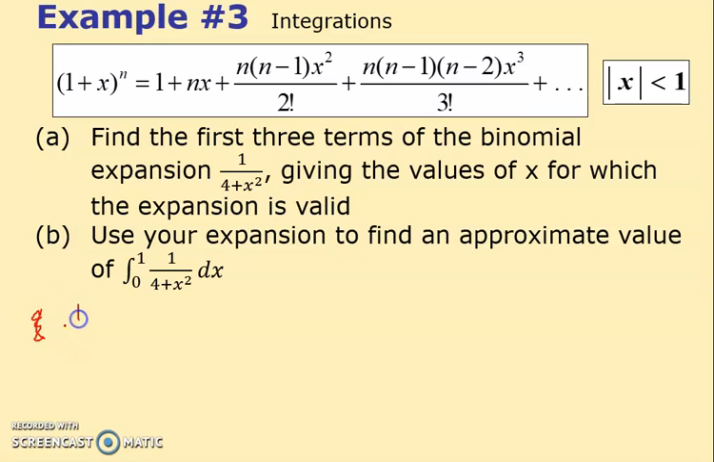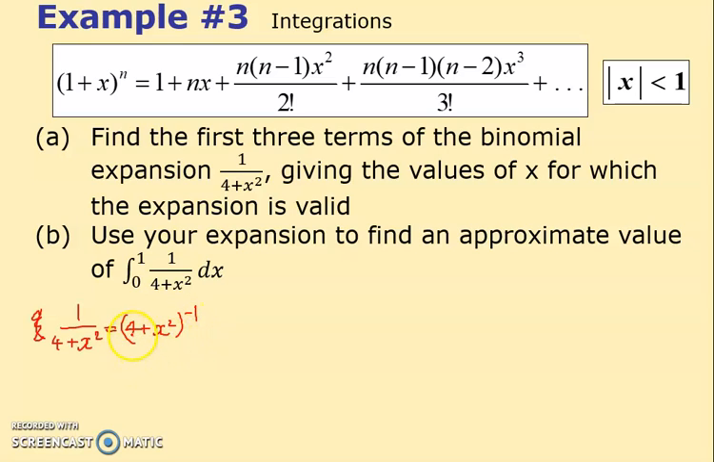Now, this is actually different. I nearly did the bracket there, but I can't quite yet do the bracket. It says 1 over 4 plus x squared. But you should remember 1 over means to the power of, so I'm going to 4 plus x squared to the power of minus 1. Important that you suss that.